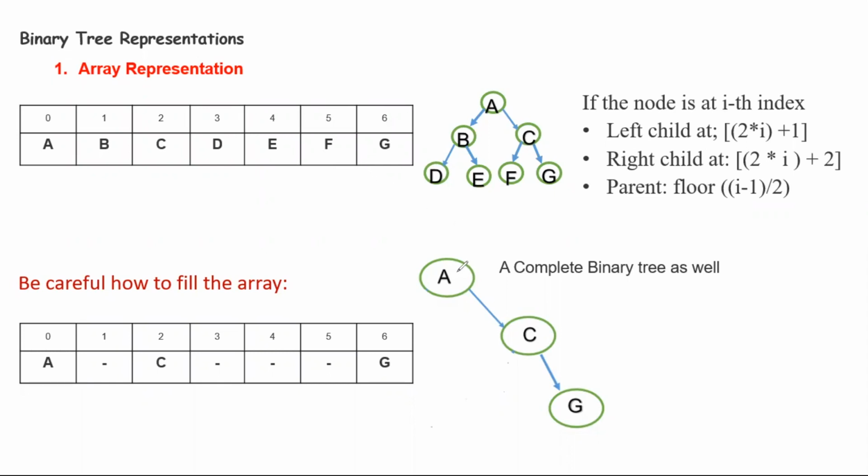For example, given this complete binary tree, it's wrong to write A, C, D, since this formula will not hold. In order for this formula to be true, we have to fill in this manner: A, dash, C, and the right child of C is at position, as you see, 2i+2, should be at 6.